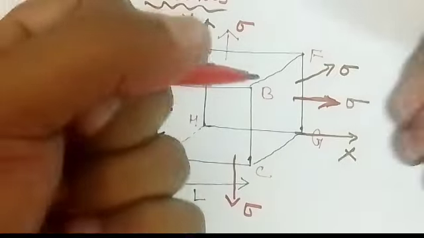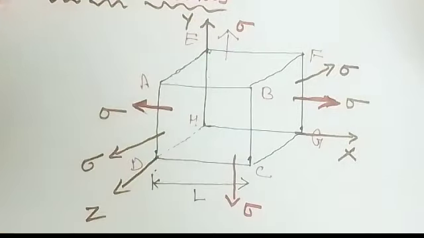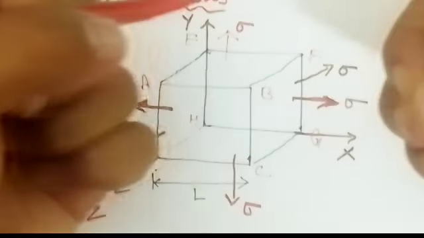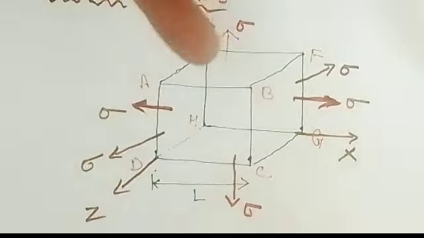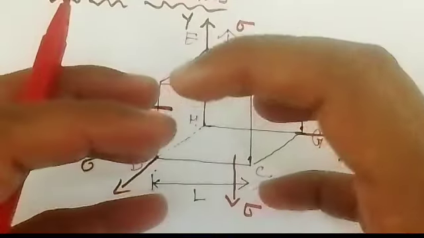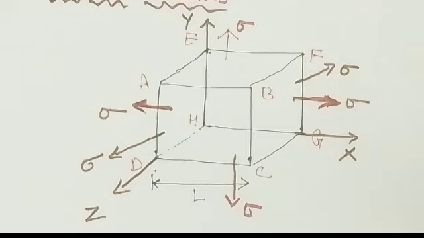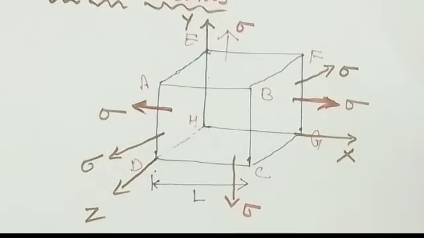Why? Because you are applying tensile stress. So along the x-axis the length will increase, but along the y-axis and along the z-axis the length will decrease. When the length decreases, whatever strain is produced, we call it a compressive strain. So for that, first of all you can write some nomenclature.